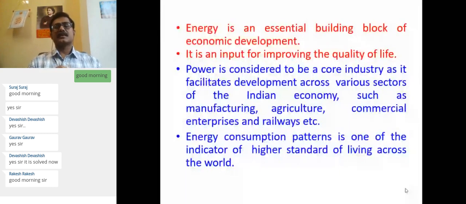We have seen that energy is nothing but the engine of growth, isn't it? Engine of growth for the economy or a sustainable growth of any particular nation. So the larger the availability of energy and the larger the consumption of energy, that definitely indicates or highlights the quality of life or the standard of living of that particular nation. So that was one of the important points that we came across in the earlier lecture.